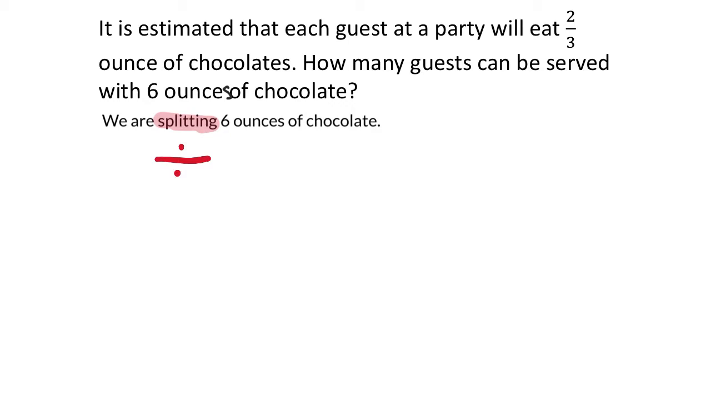Splitting it up. I could have used the word dividing it up, but I thought that was a little too direct. So we're splitting up. What are we splitting up? 6 ounces of chocolate. Boom. Now that means we're starting with 6 ounces.